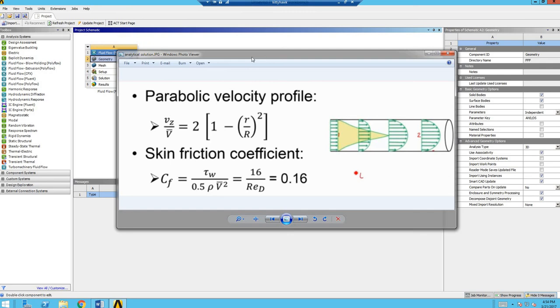So with that, we're going to start with the example of the pipe flow in the next video.